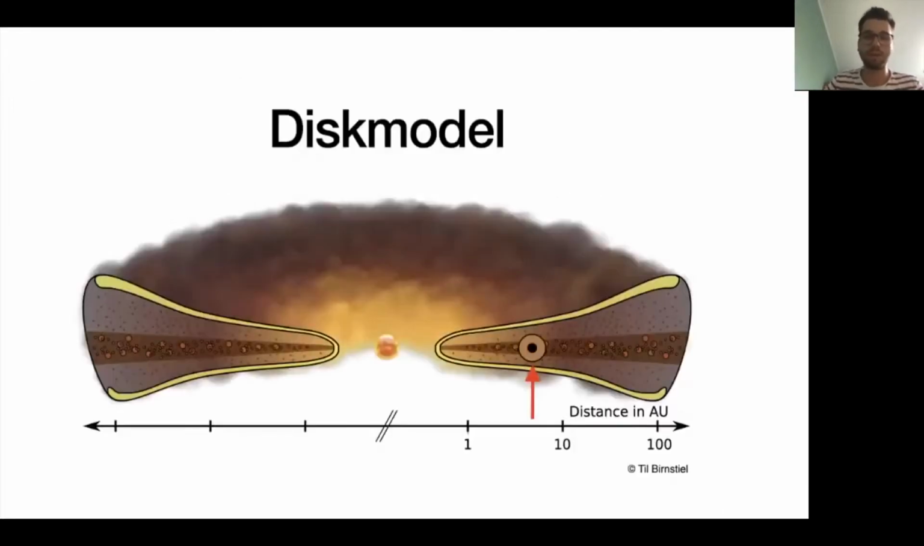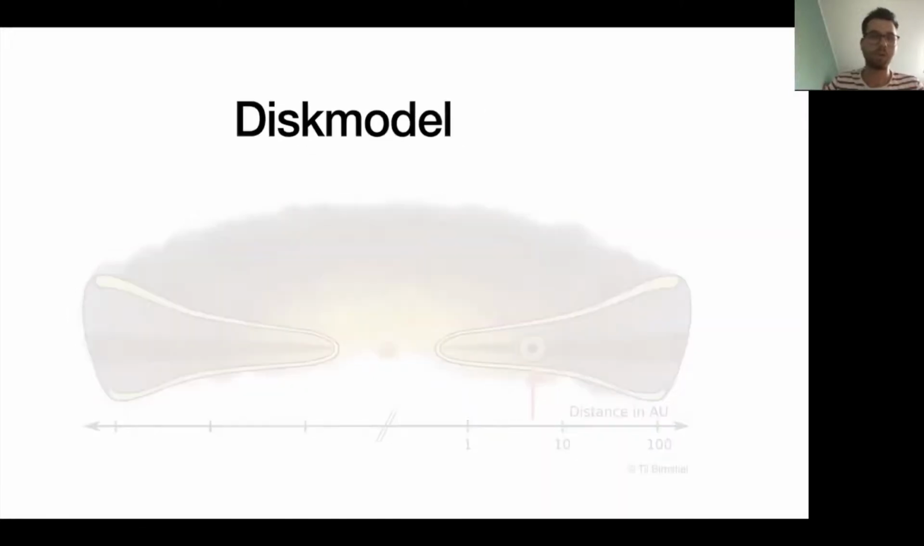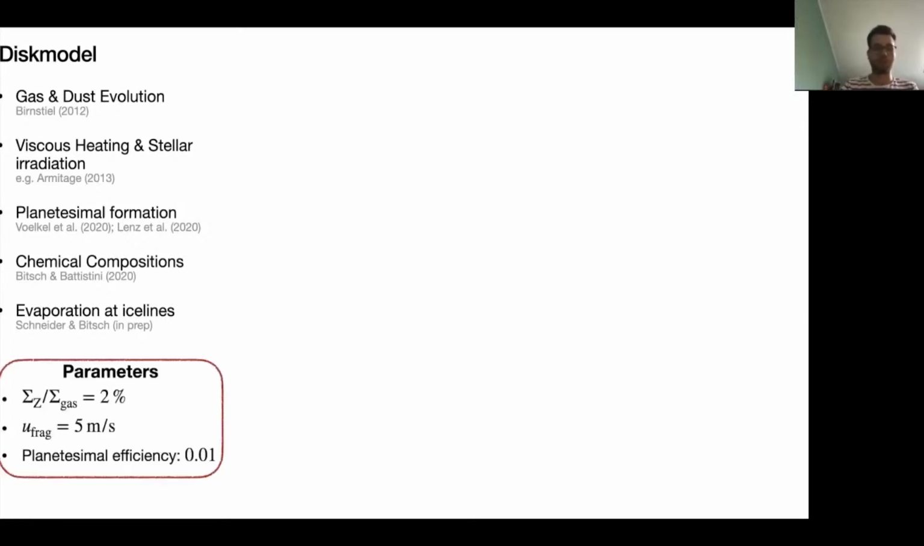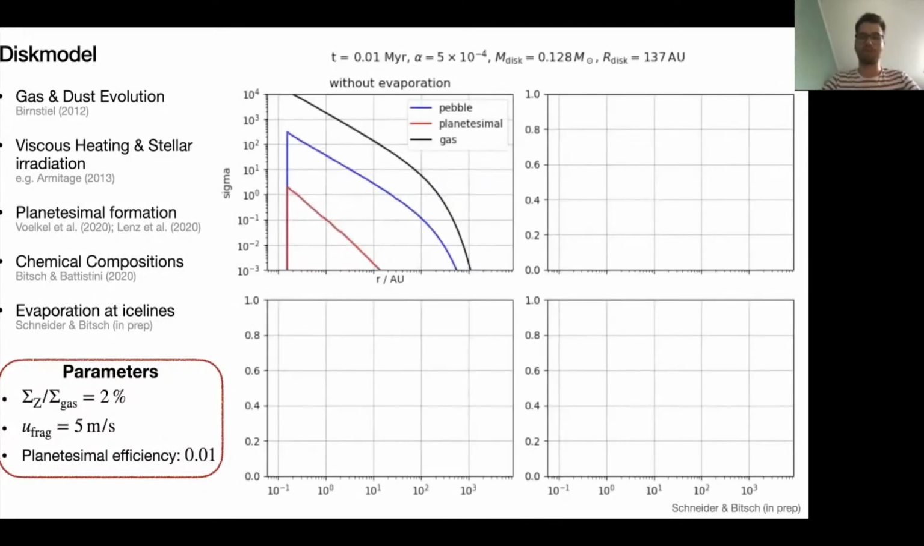So the question of planet formation begins in a disk, and I want to talk about my disk model at the beginning. So in order to model the disk, I will try to include as much as possible. First of all, we need gas and dust evolution. We also include viscous heating and stellar irradiation. We try to form the planetesimals, and we also need chemical compositions in order to infer the planetary composition later on. And we include evaporation at the ice lines. And some important parameters, of course, I want to show you are the dust to gas ratio, which we set to 2%, the fragmentation velocity, which we set to 5 meters per second, and the planetesimal forming efficiency, which we set to 1%.